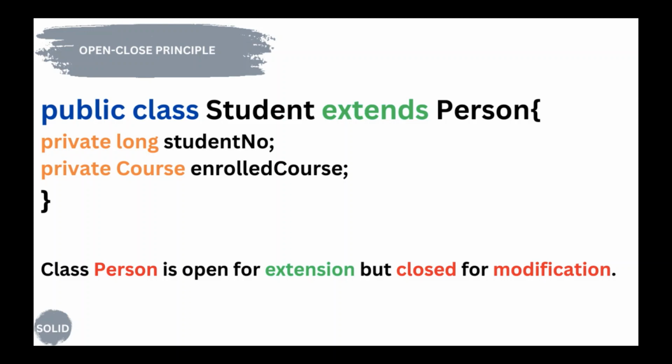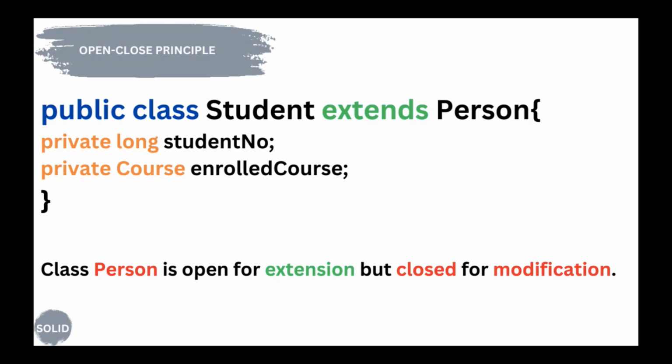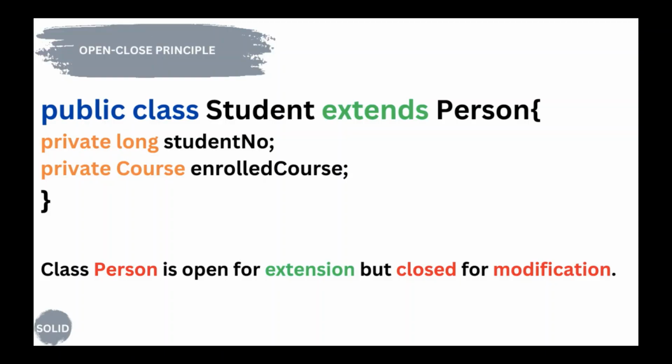So with a student, you extend from a person, because looking at person details, you have first name, last name, and email, and all the other details that you want. And then for a student, it extends person, which means a student inherits first name, last name, and email, and then it further has a student number and the course that they enrolled for. So that's a student.